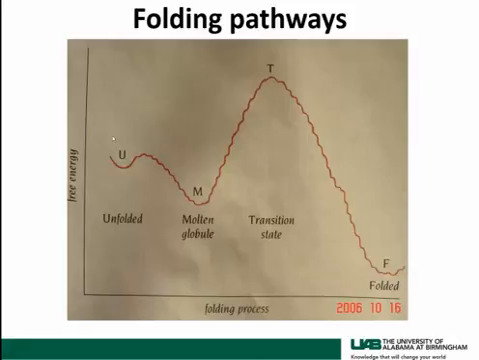Again, if you were to trace the energy, unfolded has this energy, molten globule has lower energy. It kicks it up to a transition state. Remember, this is very fast. It goes to a lower energy level, kicks it up to the high energy state right here, and then decays down to the lowest energy level where the protein begins to fold into its three-dimensional structure.